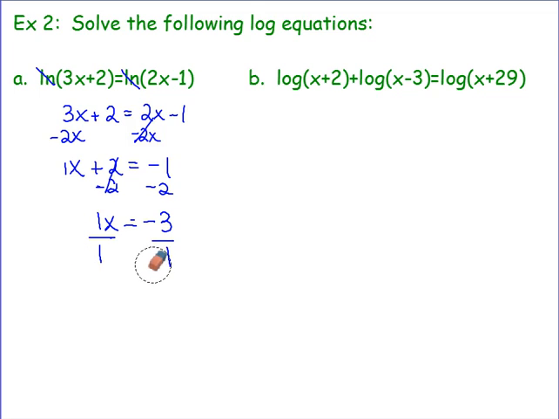I like to change stuff randomly. Okay, sorry, divide both sides by positive 1, and you get x equals negative 3. Don't put a box around it yet.